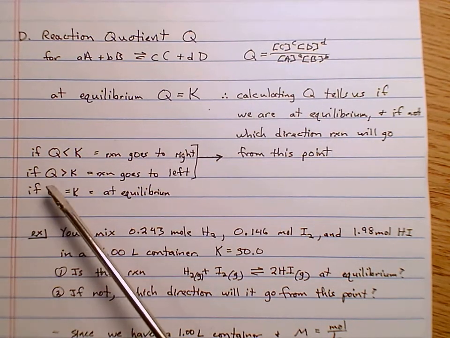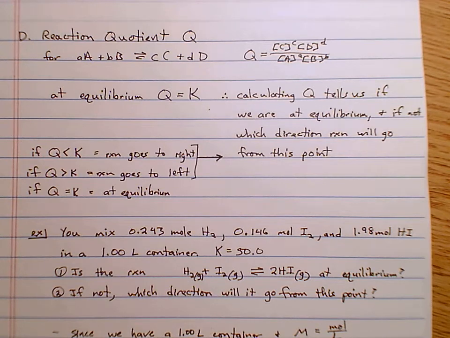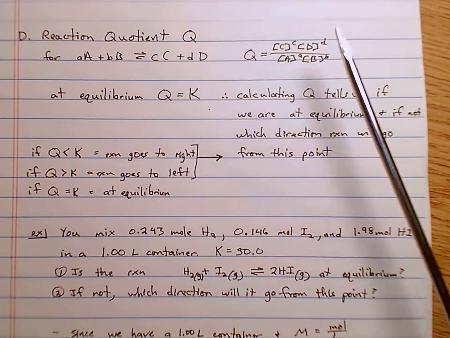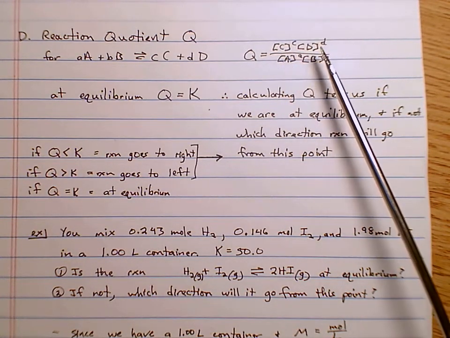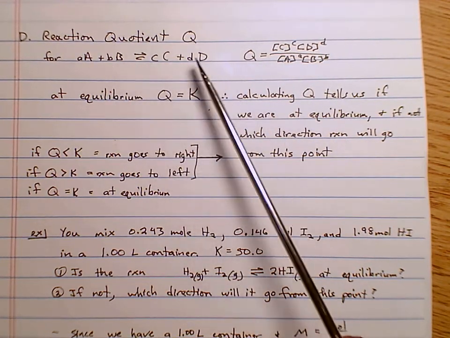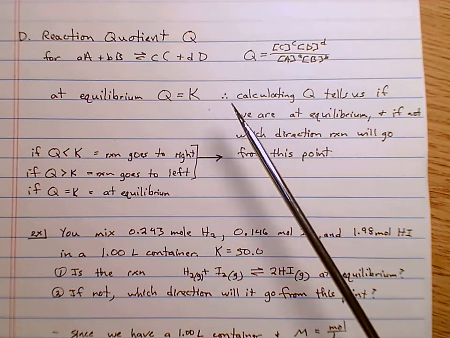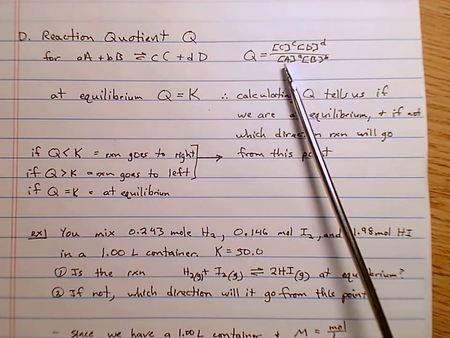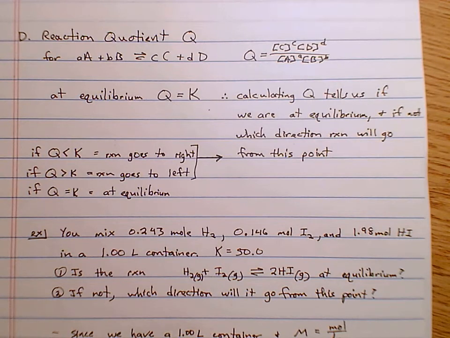If by chance you find that Q is greater than K, and note that usually only happens if you throw in some product, then there's too much product. The reaction needs to shift to the left from this point to get rid of that extra C and D, to get those concentrations smaller, to make the denominator a bit larger.